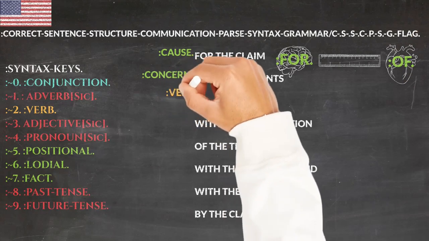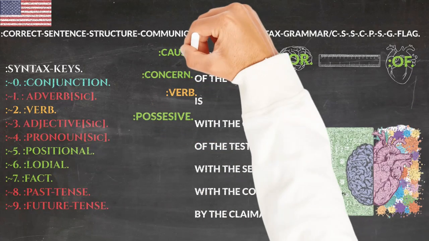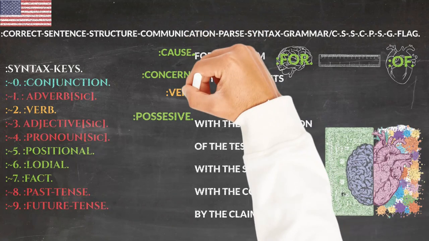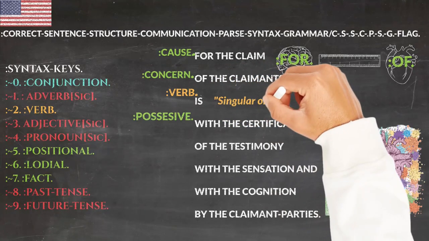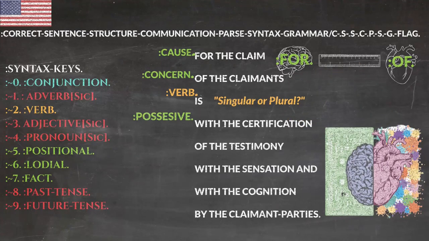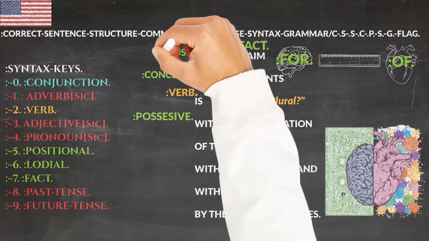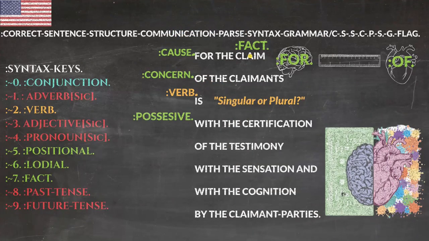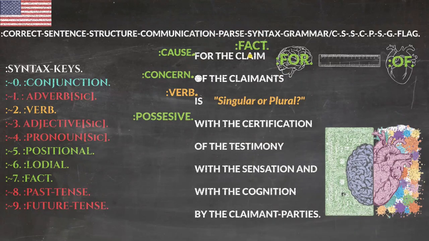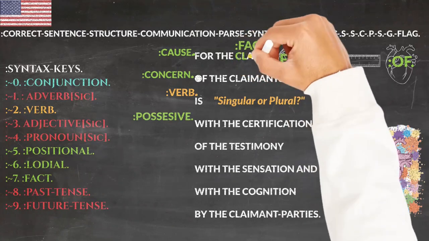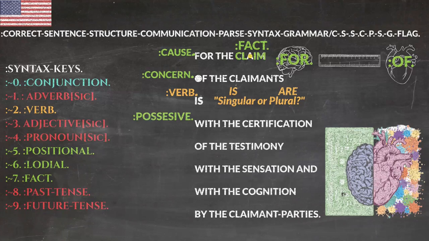Now we can drop our verb with the thinking in to move on to our possessive and our next concern in the claim. So you have cause, concern, and now we can put our verb with the thinking in here. Is the verb with the thinking going to be plural or singular? The plurality or singularity of a verb is entirely contingent upon plurality or singularity of the fact in the cause section of the claim. Not the concern, the cause. So therefore we have a singular word claim. So the verb is going to be is, singular. Because there are two verbs in the language, is singular and are plural.